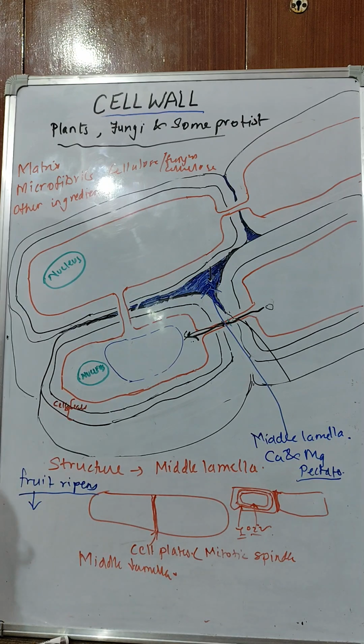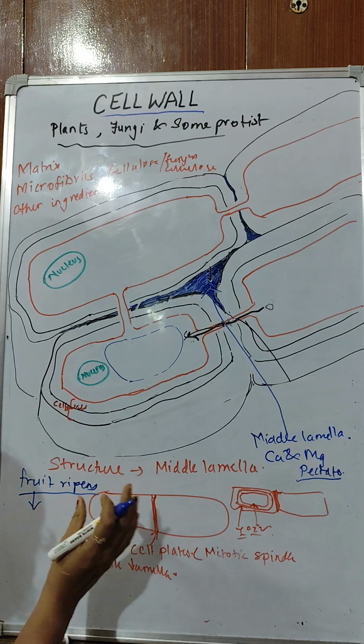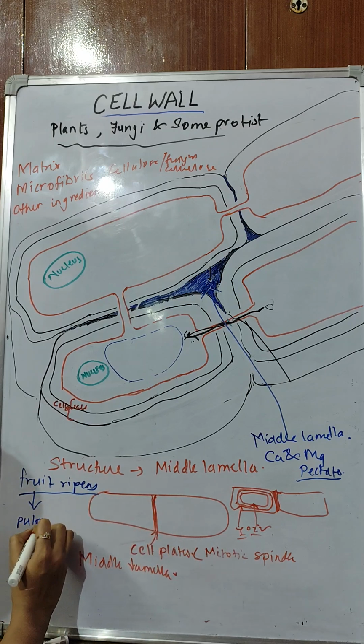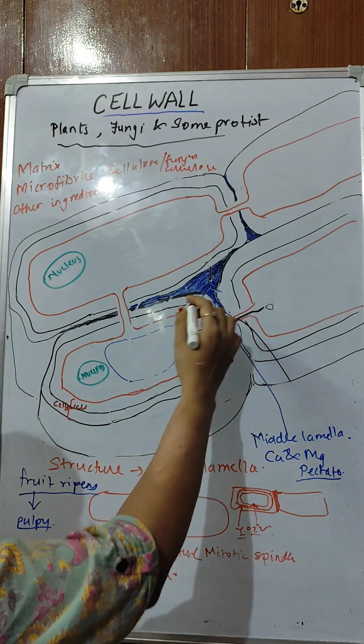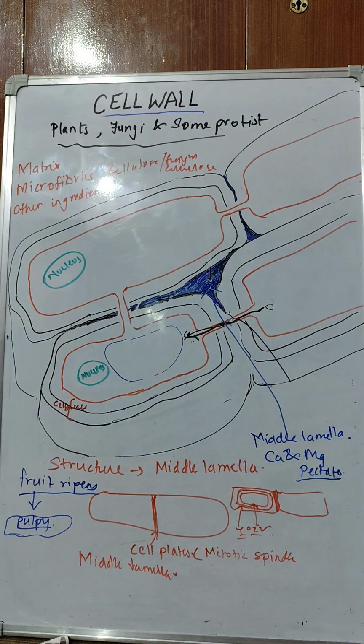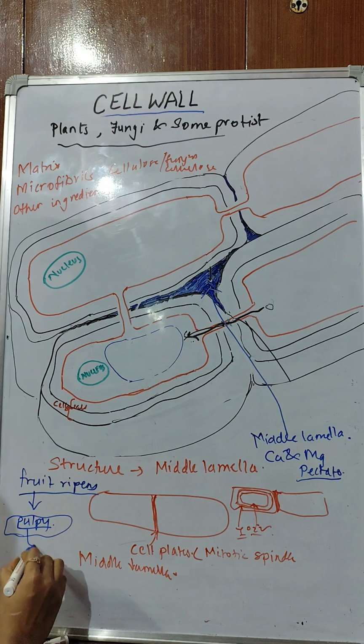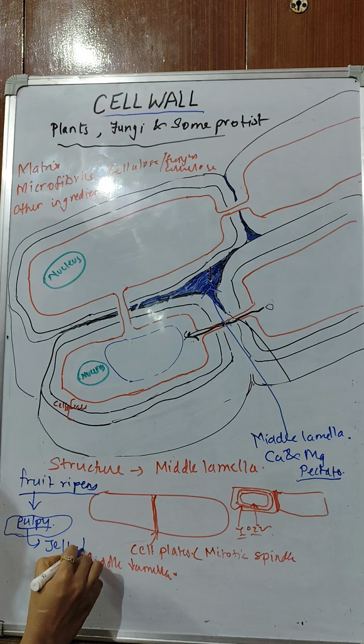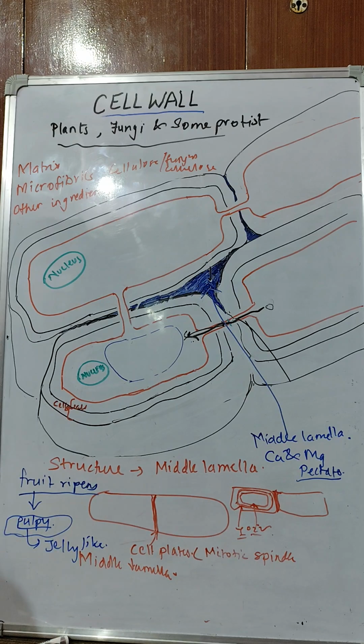On the tree, fruits also ripen, and once they ripen, they look pulpy. How do they become pulpy? The middle lamella deposition gets solubilized with time, and as the fruit ripens, this solubilization causes a jelly-like formation, consistency. So this was about the middle lamella.